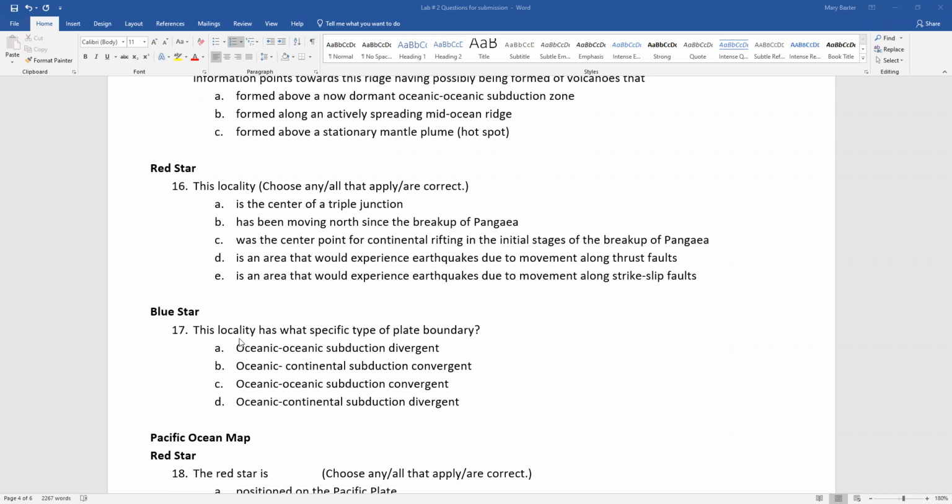Now the blue star. This locality has what specific type of plate boundary? So you're going to have to figure out which kind of plates are to each side, the oceanic, with one continental and the other oceanic. They're all subduction. And then what kind of a boundary do you have where subduction takes place? Okay, so blue star, right?